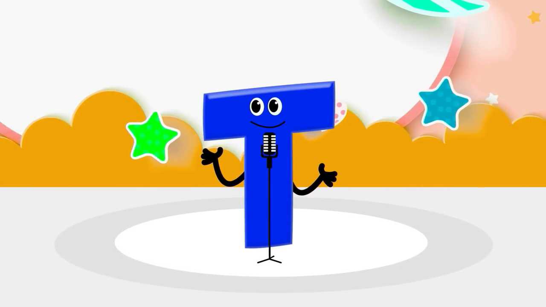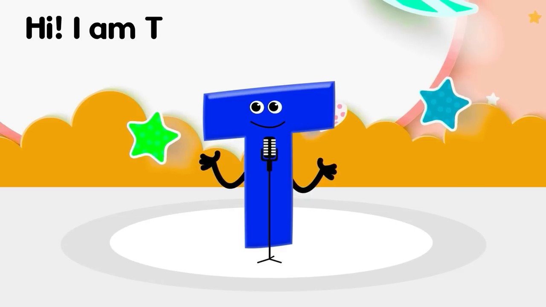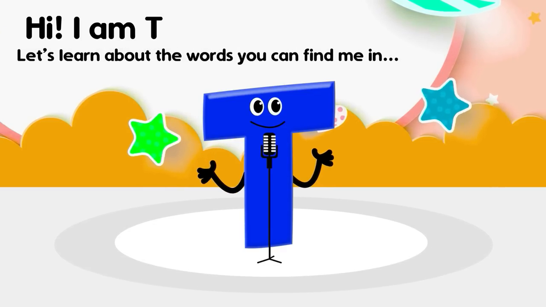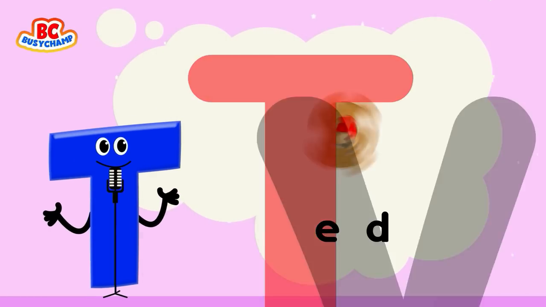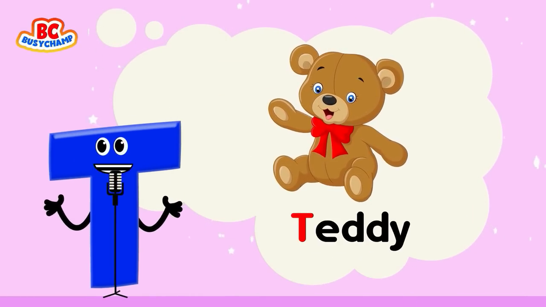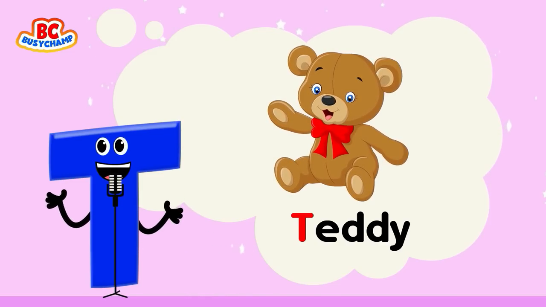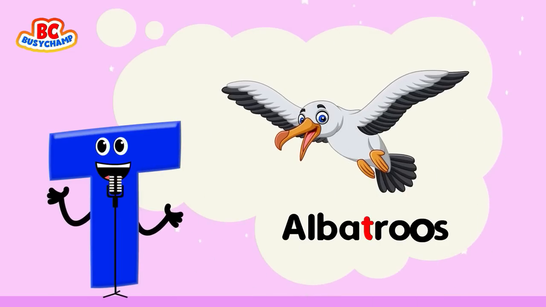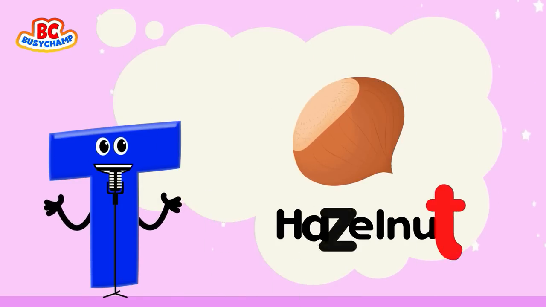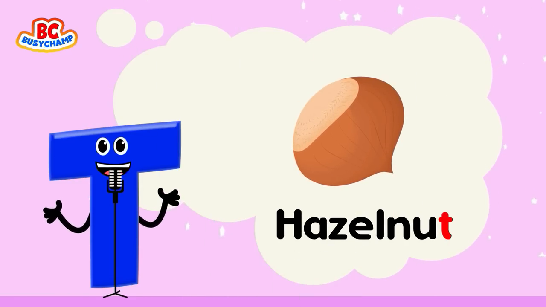Hi, I'm T. Let's learn about the words you can find me in. Teddy bear. Teddy bear starts with T. Albatross. Albatross also has T in it. Hazelnut. Hazelnut ends with T.